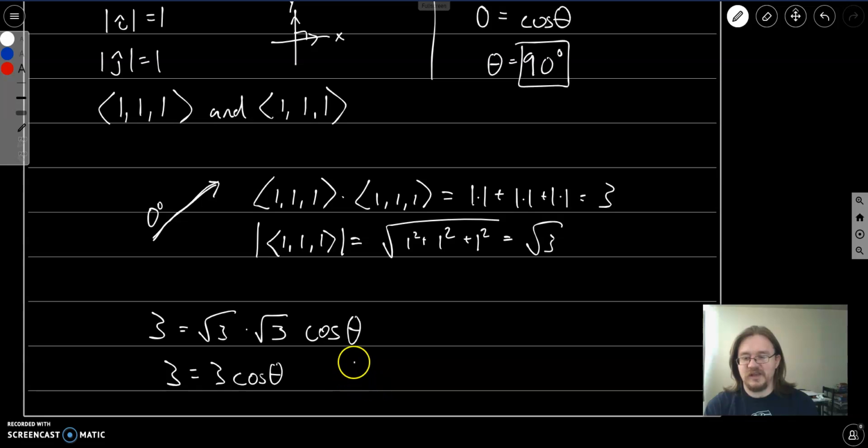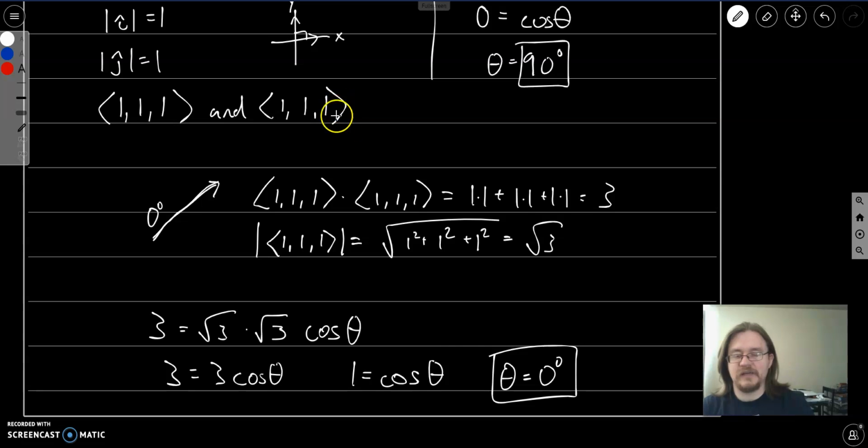Divide both sides by 3. Cosine is equal to 1. Well, where is the cosine equal to 1? It's right at 0 degrees. So we get the same thing both ways. The inverse cosine of 1 is going to be 0 degrees. The cosine starts at 1, right at 0. So everything is making sense with this.